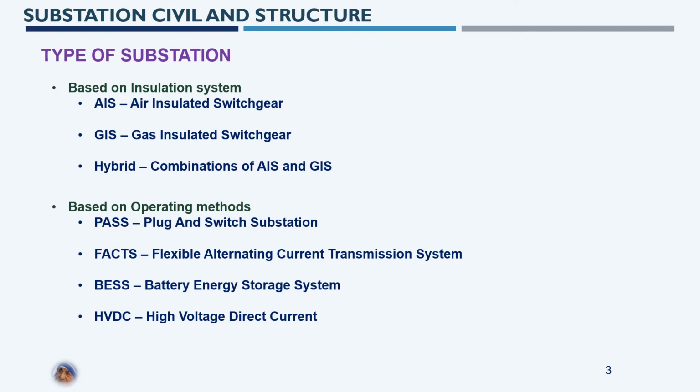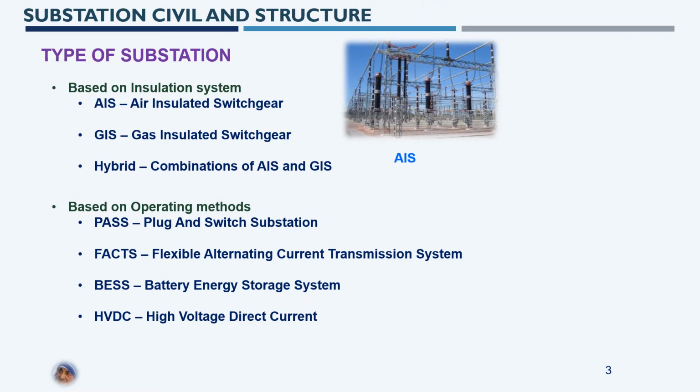Types of substation. Substations are widely divided based upon the insulation system and based on operating methods. Based on insulation system, we have AIS, air insulated switchgear, GIS, gas insulated switchgear, and the third one is hybrid, which is a combination of AIS and GIS. This picture on the top left shows the AIS, an air insulated switchgear having a wide range of face-to-face distance. Generally, an AIS substation requires a large area of land when compared to GIS.